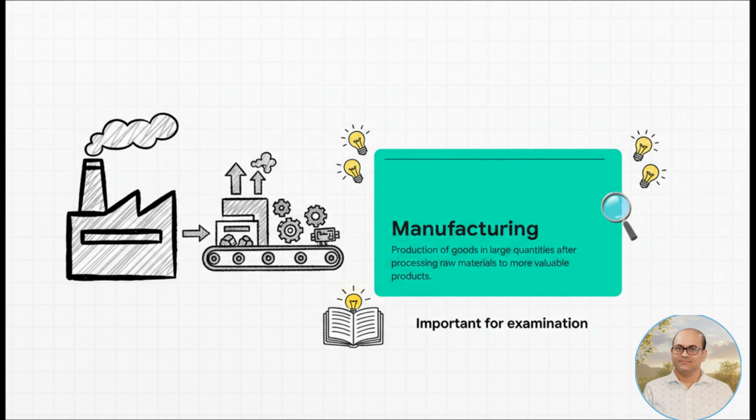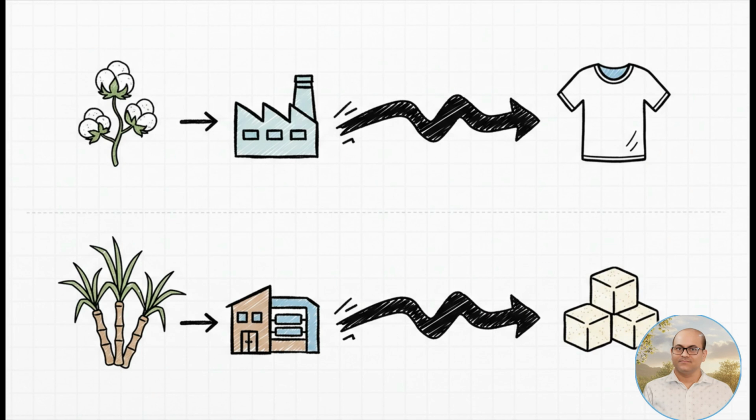Manufacturing is the production of goods in large quantities, after processing raw materials to make them more valuable. You must remember this. Let me explain in simple words. It might sound complicated, but it's really not. Think about the shirt you are wearing. It started as cotton in a field. Through manufacturing, it became your shirt.